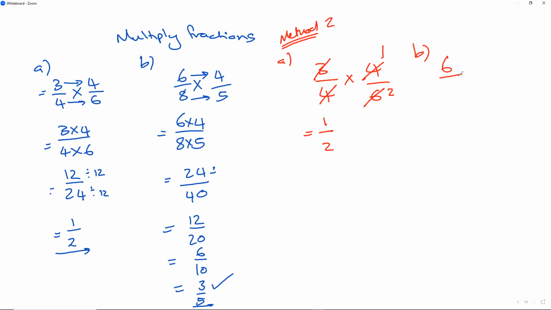Let's try it with this one: 6 over 8 times 4 over 5. Because we multiply, we can simplify fractions like this. 6 over 8, I can simplify this fraction to become 3 over 4 if I divide the top and the bottom by 2. And I could then cancel the 4s after that. And that would end up as 3 over 5.